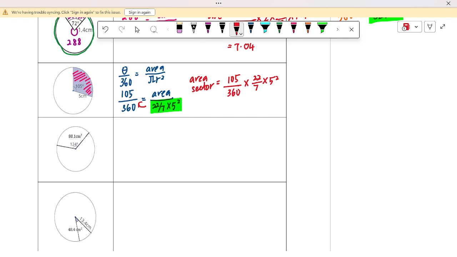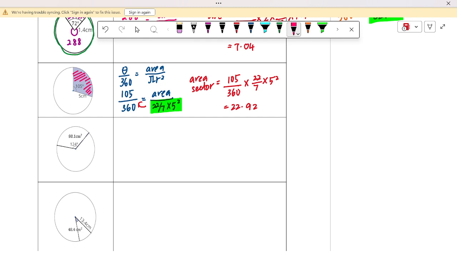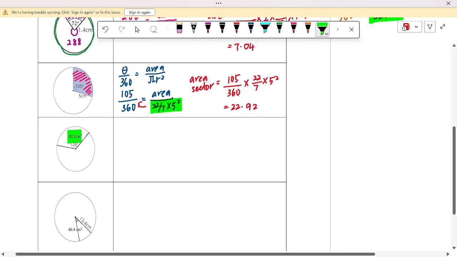Which will be 22.92. Please round up to 2 decimal places unless they require 3 decimal places or 1 decimal place. Okay, so now the next one, it's a bit of problem solving where they have given you the area, they have given you the angle, they want you to calculate the radius. Okay, so where is your radius? Your radius is here.